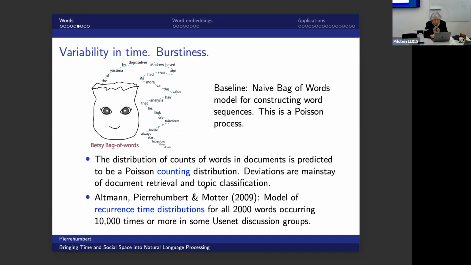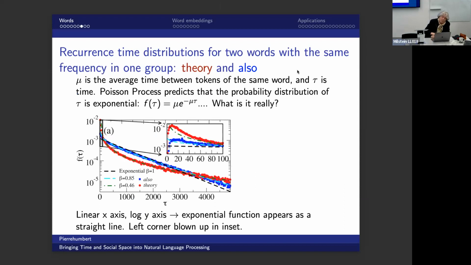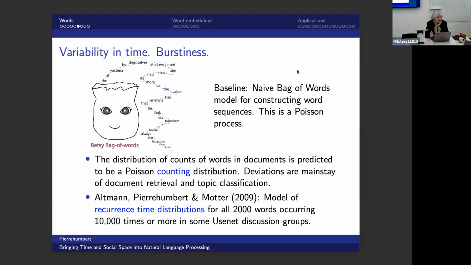Now we took up a related question, which is mathematically related, but it is a distinct mathematical question. And that is the recurrence time distributions. So we saw the word. Okay, and now the text is ticking along and now we see it again. So that's an interval. Okay, and now that happens again and again and again. We took all the words that occurred at least 10,000 times. So now we have a distribution over all those intervals between one use of the word and the next one. We looked exhaustively at all 2,000 words that occurred that often or more.